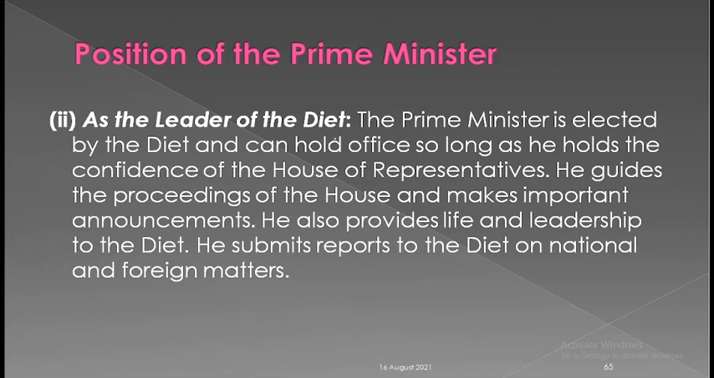Second, as the leader of the Diet, he is not just the leader or the boss of the cabinet, but he is also the leader of the Diet. That means the whole parliament, particularly the House of Representatives. The Prime Minister is elected by the Diet and can hold office so long as he holds the confidence of the House of Representatives. Once the House of Representatives says you are no longer capable and passes a no confidence motion, then the Prime Minister has to resign. But he can remain in office as long as he enjoys the confidence of the House of Representatives.